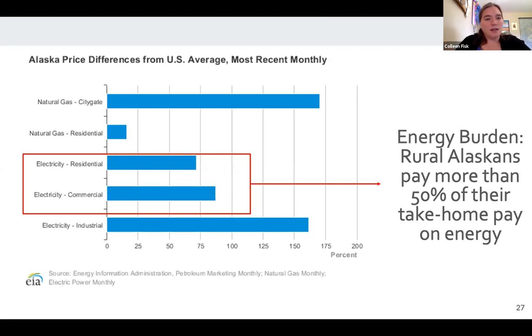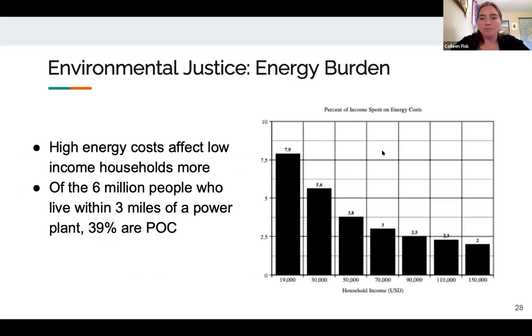There was also a study done by the NAACP on income spent on energy, and you can see they're looking at 8%, which is way lower than what our rural Alaskans are looking at, but still very, very difficult for them to pay. If you think about a household income around $19,000, paying 8% of your money towards energy bills, compared to those who are at $150,000, that's a very big difference at 2% versus 8%.